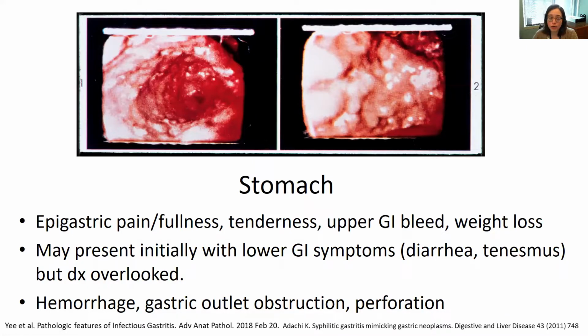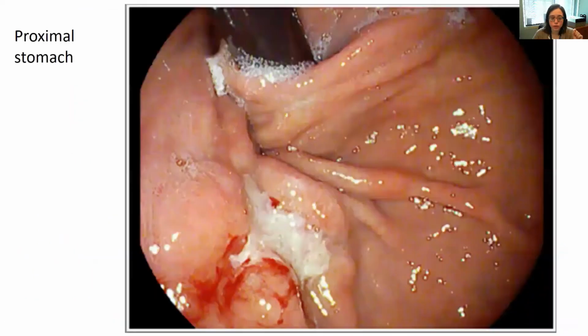Now, syphilis can also rarely affect the stomach in infected patients. It can be challenging endoscopically. The stomach may show nodules and hypertrophic irregular folds with ulcerations with heaped up edges that may mimic malignancy. Patients may initially present with lower GI symptoms like diarrhea and tenesmus, reflecting STI-related proctitis, but the diagnosis may be clinically or pathologically overlooked. And then these can get complicated. Syphilis can get complicated specifically in the stomach because they can go on to develop significant hemorrhage, gastric outlet obstruction, and even cases of perforation requiring emergent surgery.